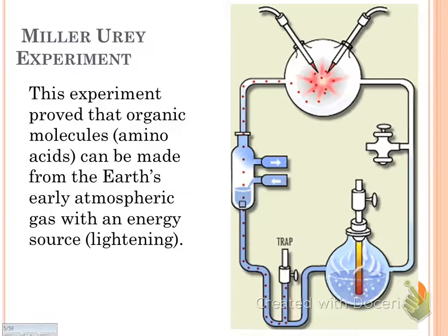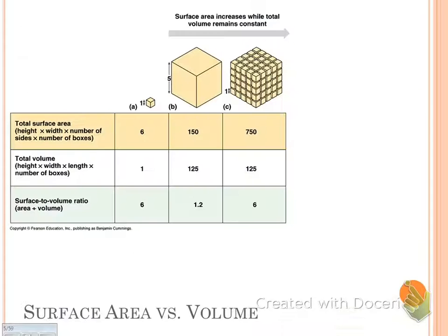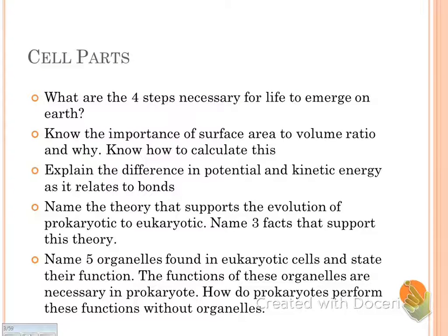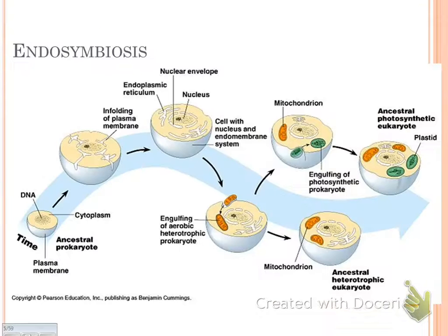Okay, so y'all got endosymbiosis? I feel like y'all do. We've talked about that a lot. Okay, the next one. Name 5 organelles found in eukaryotic cells. State their function. The function of these organelles are necessary in prokaryotes. How do prokaryotes perform these functions without organelles? Okay, instead of answering this question, because it's long, I'm going to draw this, and if you want to draw it, you can do that instead of answering it.